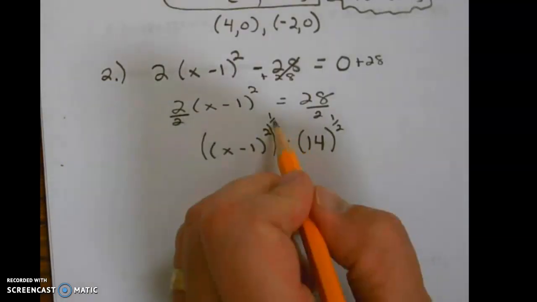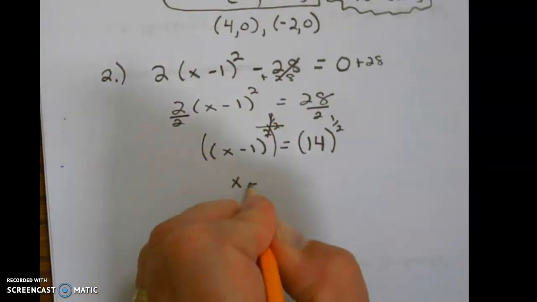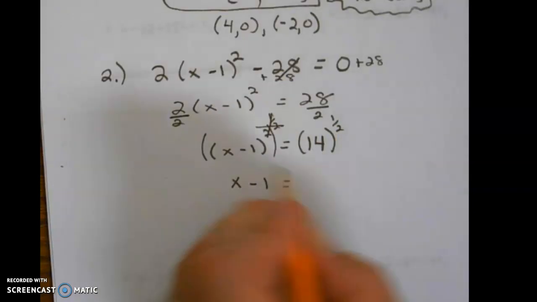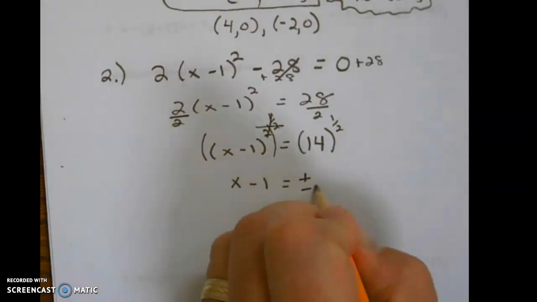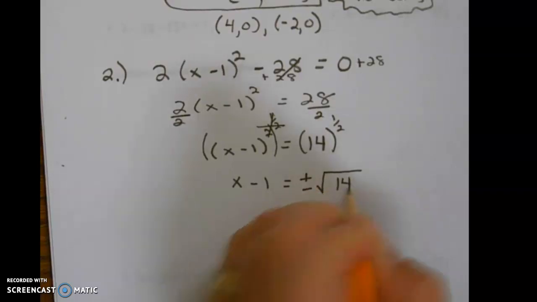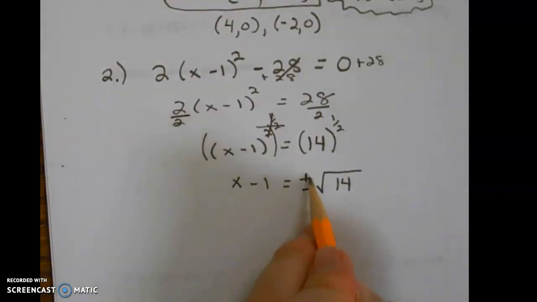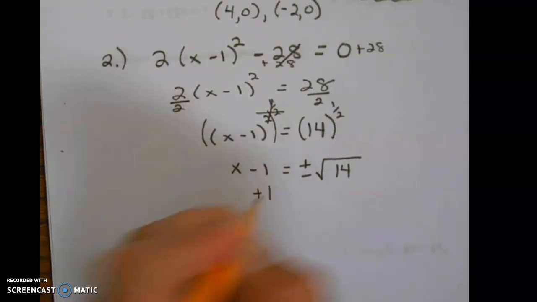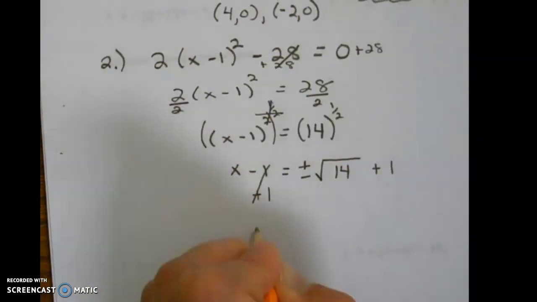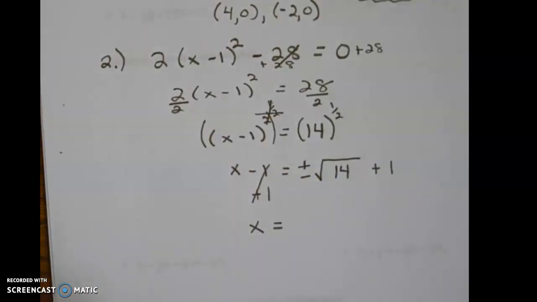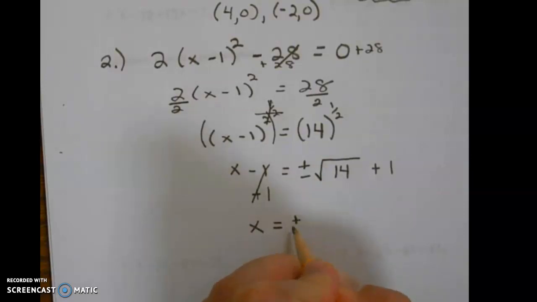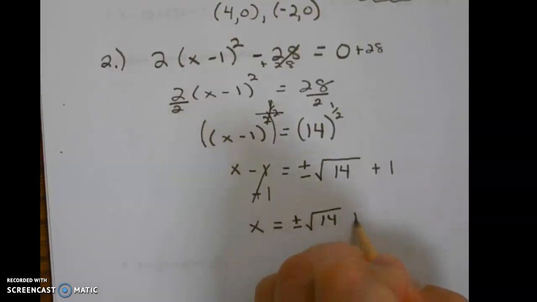So 2 times a half cancels. 14 to the first power is 14, and then we're taking the square root of 14. Well, that's not a perfect square, and it cannot be simplified. So we're going to write, but don't forget the plus and the minus, positive and negative, square root of 14. Finally, we're going to isolate that x by taking care of that 1. So here are our two solutions. It's going to be positive and negative square root of 14 plus 1.